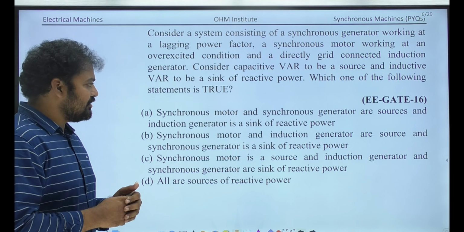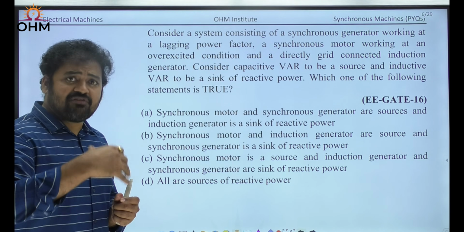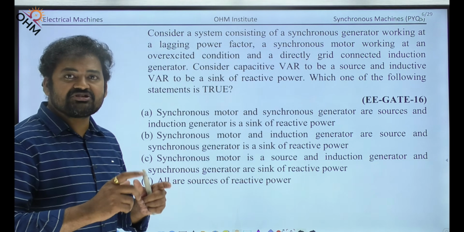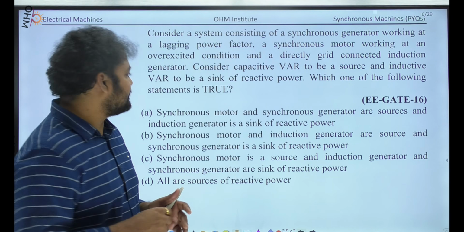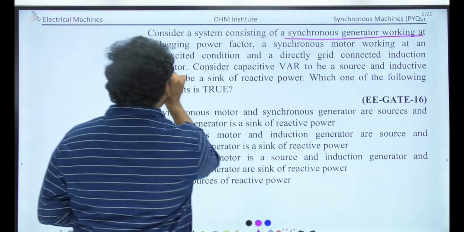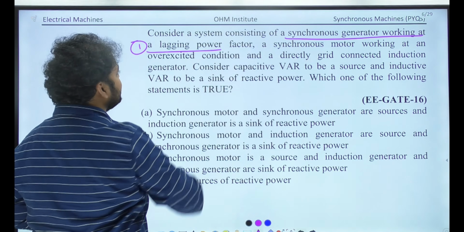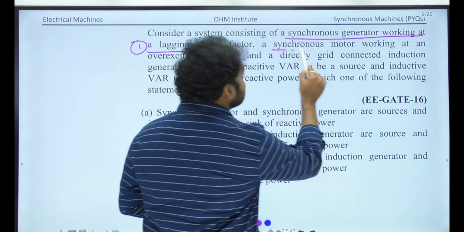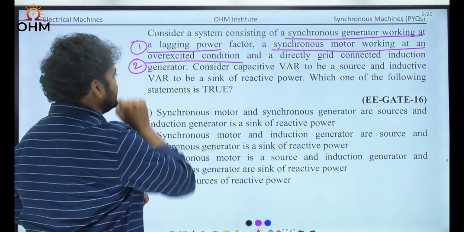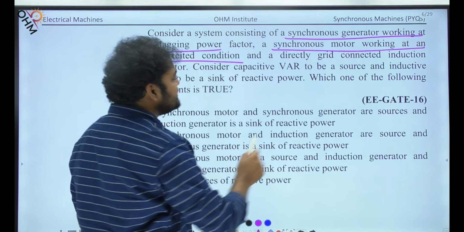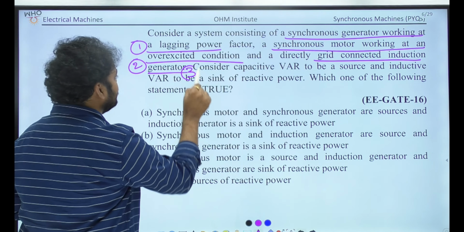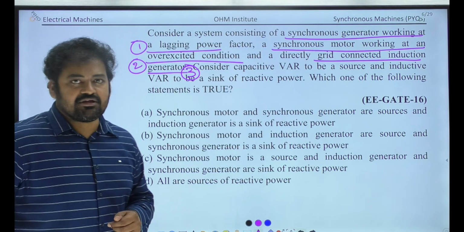That means they are asking who is acting like a source of reactive power, who is acting like a sink of reactive power, and how many machines are working here. Three machines are working. The first one is a synchronous generator working at lagging power factor. The second machine is a synchronous motor working at overexcited condition. And the third machine is a grid connected induction generator. Overall, three machines are working there.